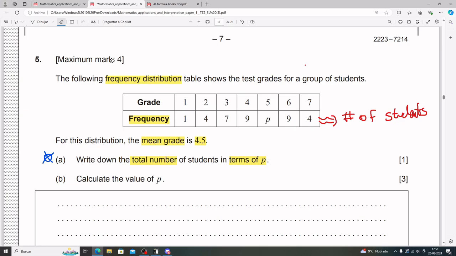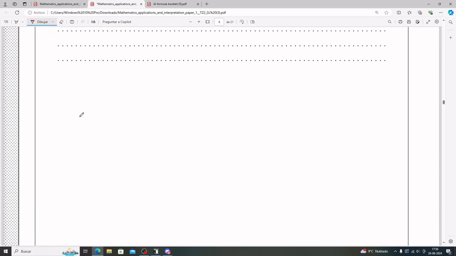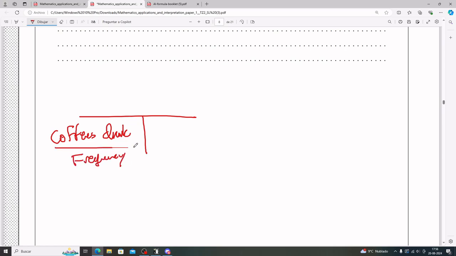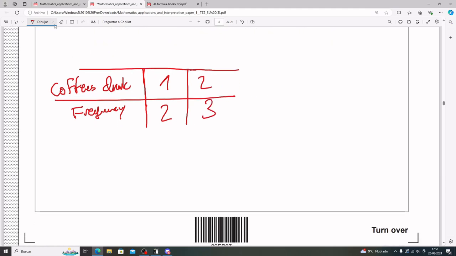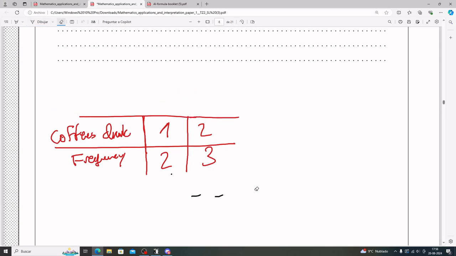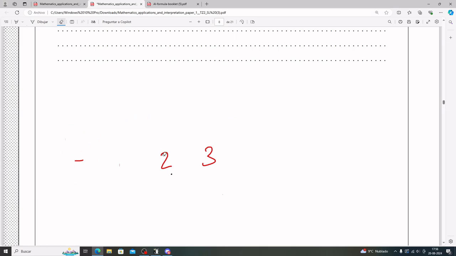And this makes sense, because imagine we had a different table, like a smaller one, and let's say this was, I don't know, coffees drank. And here we have frequency, see? And I tell you, of the people that drank 1 coffee, we had 2, and of the people that drank 2 coffees, we had 3. How many people did I survey? Well, you add the ones that drank 1 coffee with the people that drank 2 coffees, so 2 plus 3, your total's 5. Makes sense, doesn't it? Well, up here, we have to follow the same sort of logic.